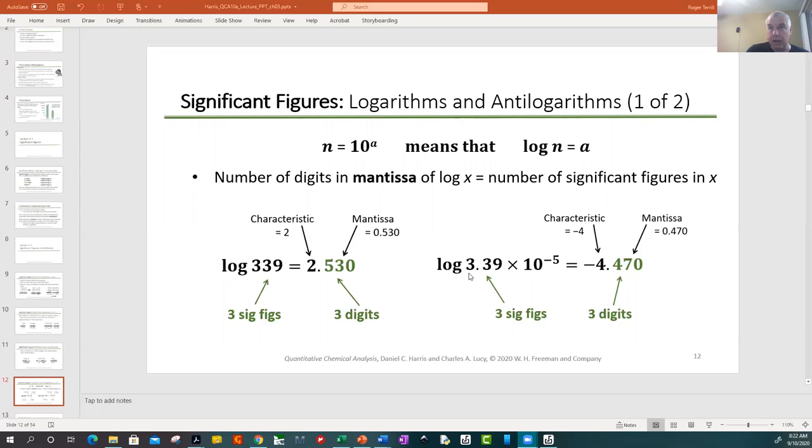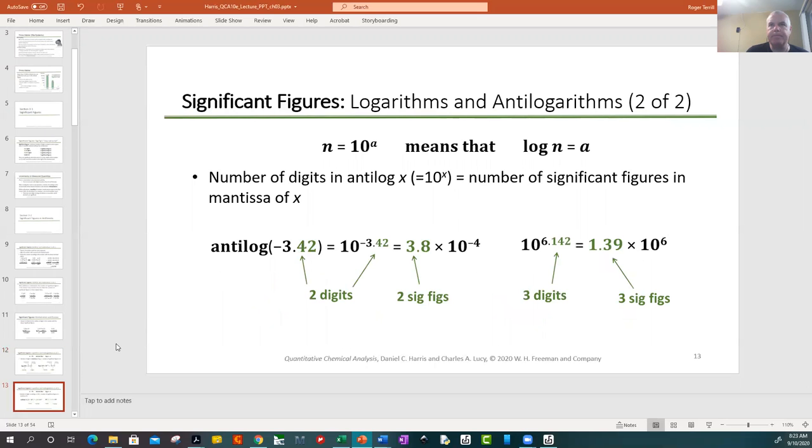So similarly, if you have a 3 sig fig number and you take the log of it, you get 3 digits to the right. 3 sig figs, you get 3 digits to the right. You don't count the characteristic, the part that essentially just sets the position of the decimal. That makes sense? Doesn't make sense to me, but that's something you're going to have to memorize or be smarter than me and figure out. Okay?